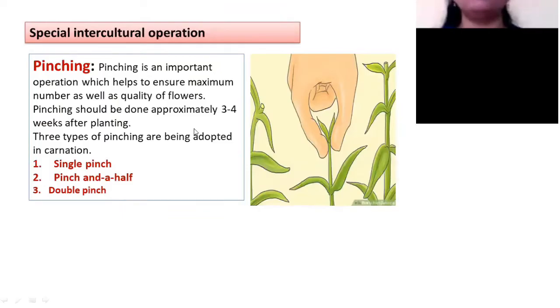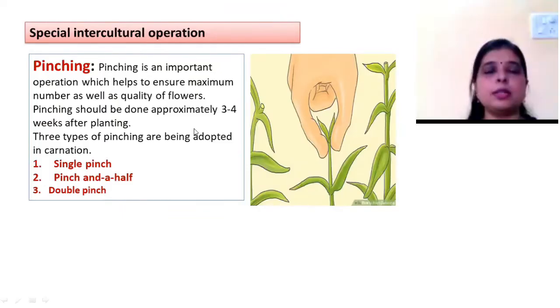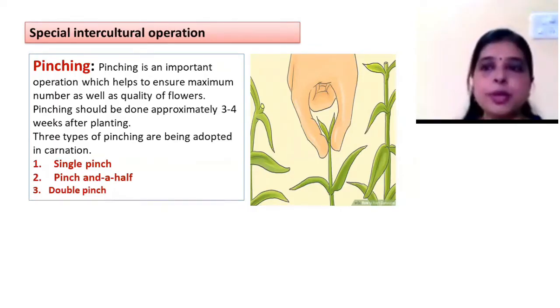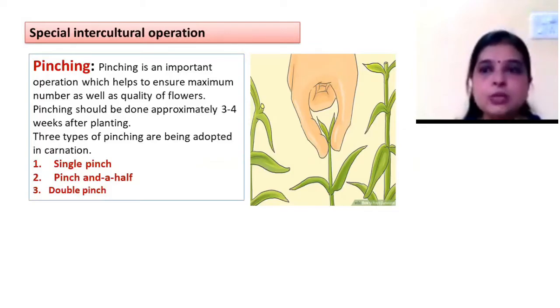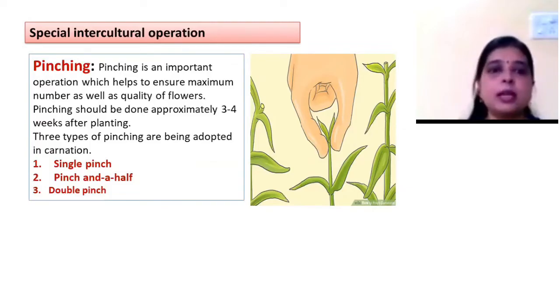Now the second important intercultural operation that is followed is pinching. Pinching, you must be knowing, is removal of the apical shoot or apical portion of the plant. Pinching is done to overcome the apical dominance and to promote the initiation of side branches. Mainly 3 types of pinching are adopted in carnation: single pinch, pinch and a half, and double pinch. You can see in the figure.